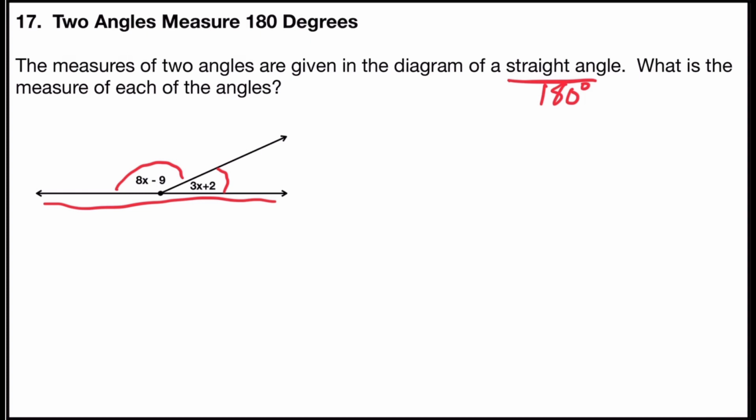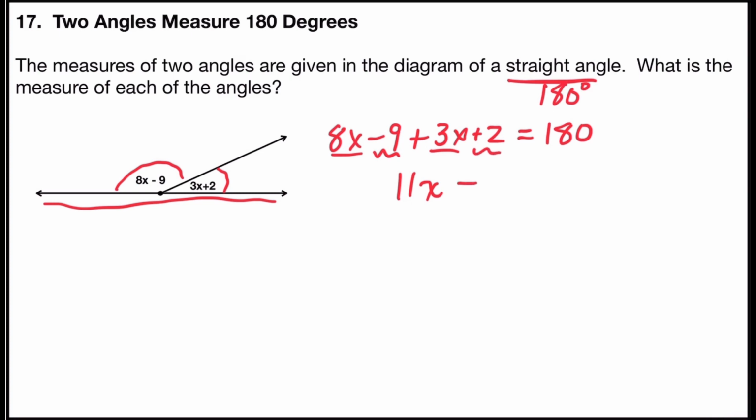If I add those together in an equation and set it equal to 180, I can find out how much x equals. So 8x minus 9 is the first angle, plus 3x plus 2 is the second angle, and those two angles should equal 180. Now I'm going to combine like terms. 8x plus 3x is 11x, and negative 9 plus 2 is negative 7, and that should be equal to 180.